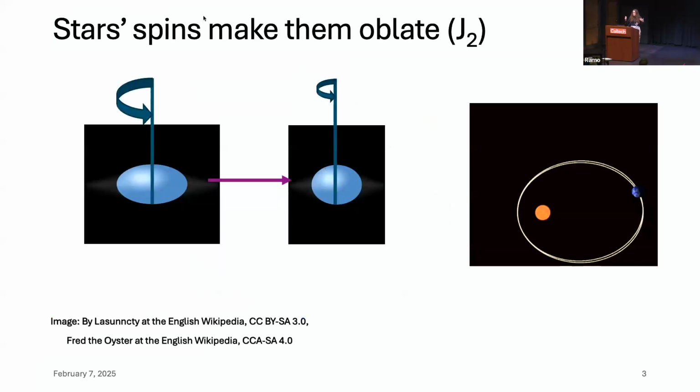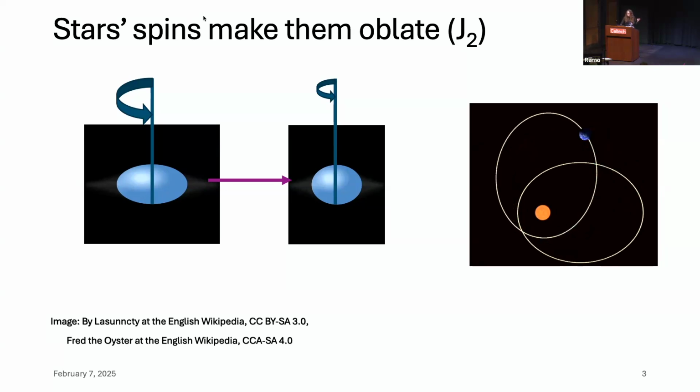And additionally, stars are not rigid bodies. They are squishy, which means when they spin, that makes them oblate. They bulge around their equator, and this changes their gravitational potential. And what this is going to do is cause precessions in the orbits of the planets, and those precessions are parameterized by the stellar oblateness, a number J2.